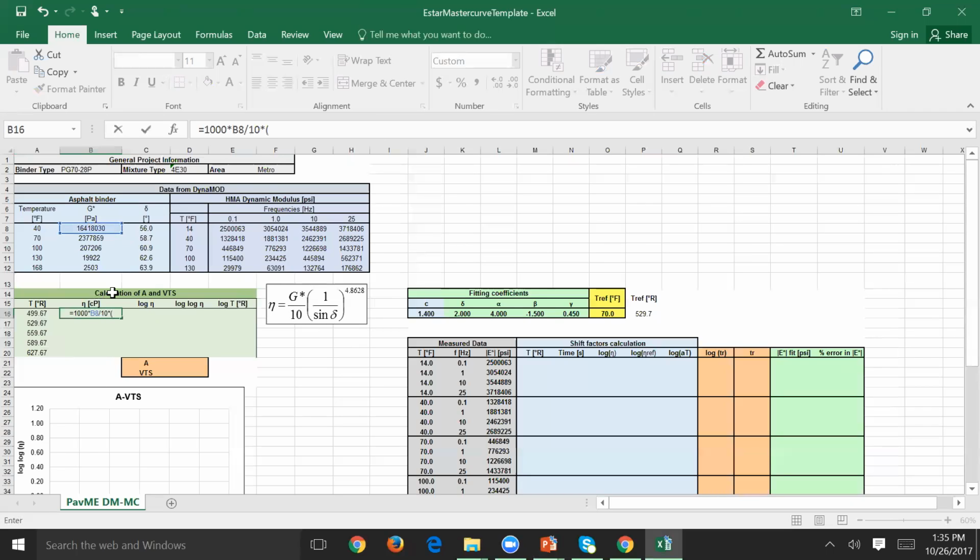parentheses, 1 over sine of delta. Well, in this case, delta is in degrees, so we have to convert to radians for the sine to work. So delta divided by pi times 180, pi times 180. So I got the sine, close the parentheses twice, to the power 4.8628.